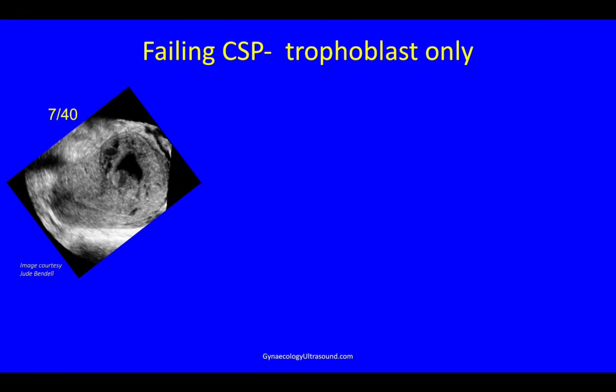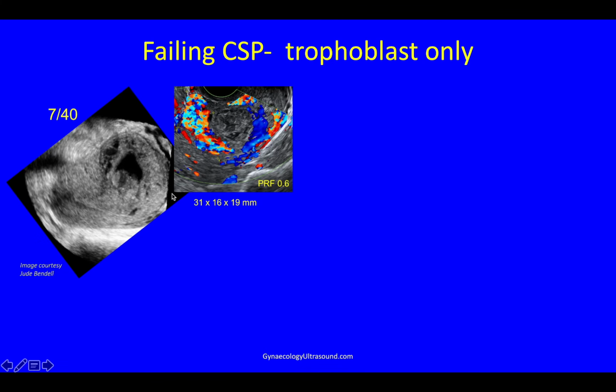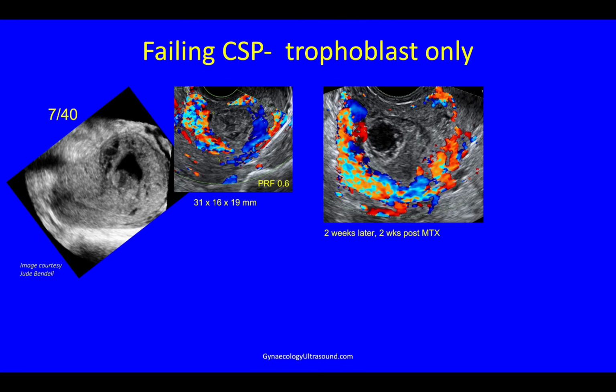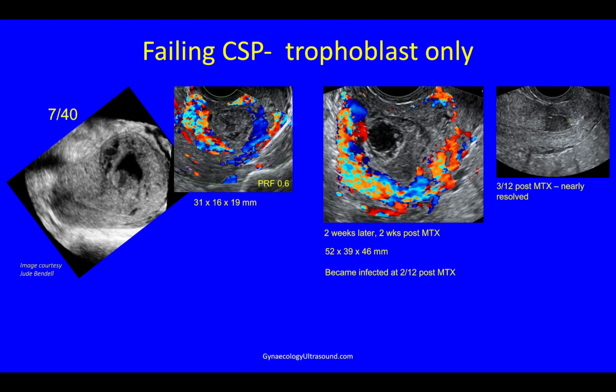Or you can have a failing scar pregnancy with trophoblast only, and in this 3D example, it's an anteverted uterus, anterior wall, fundus, posterior wall, empty endometrial cavity, and this massive trophoblast that is protruding anteriorly through the serosal line. On 2D, you can see how vascular it is. She was given methotrexate and it became much more vascular and larger, which can happen. And the residual trophoblast became infected 2 months later and it took another month for it to begin to resolve.